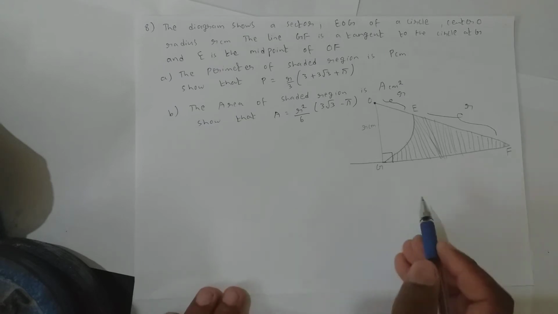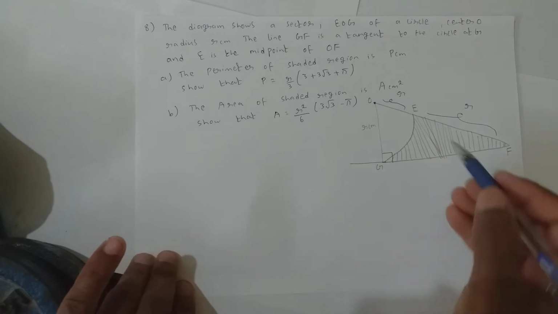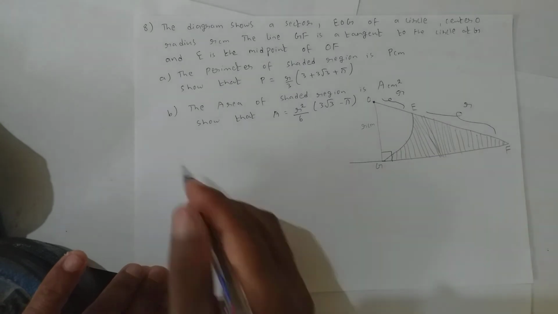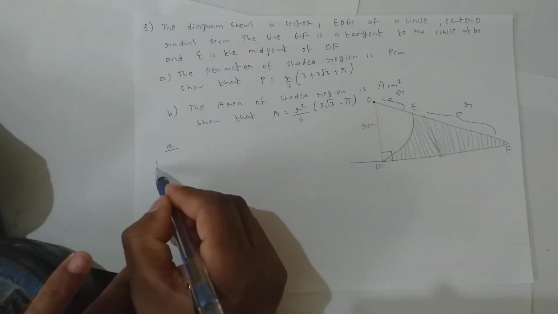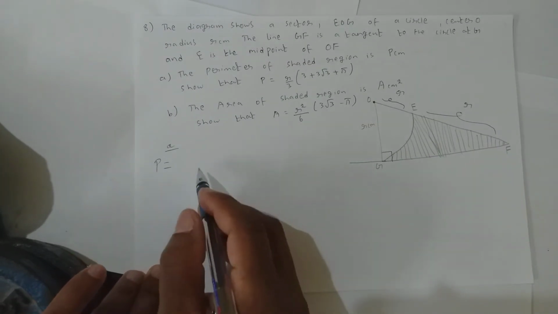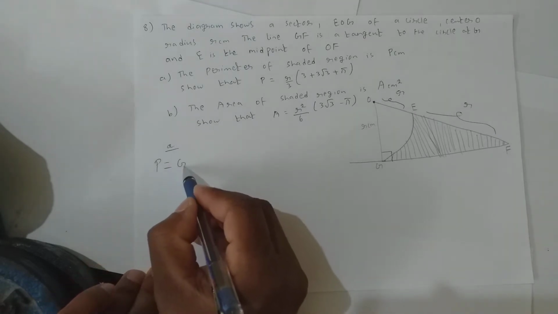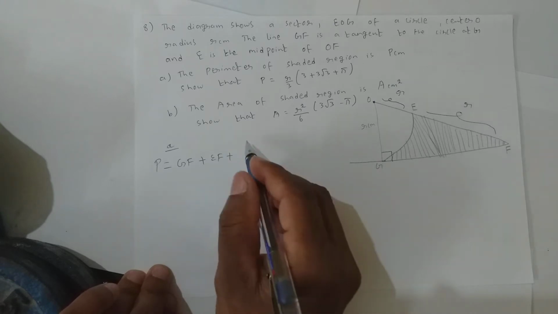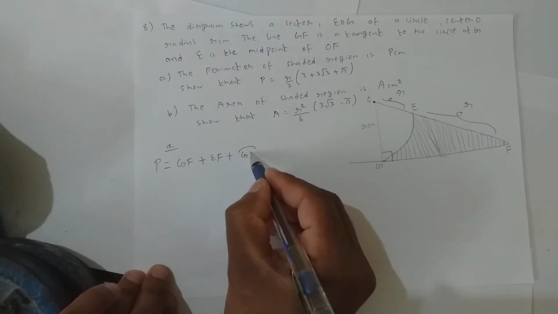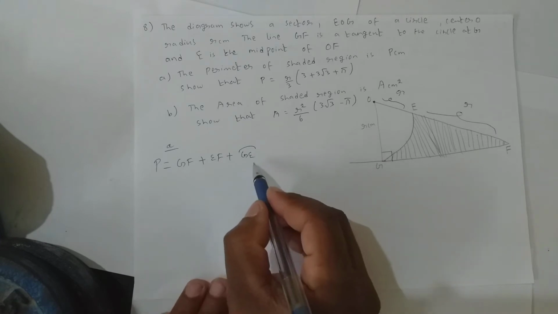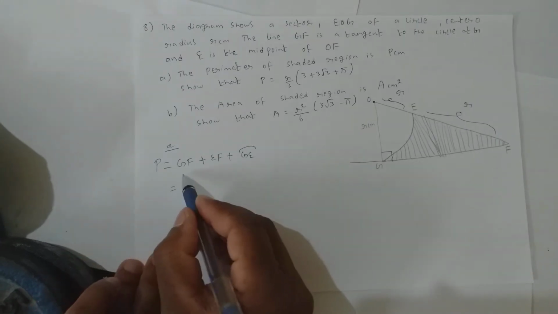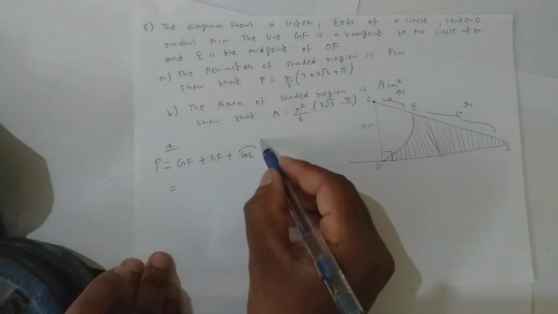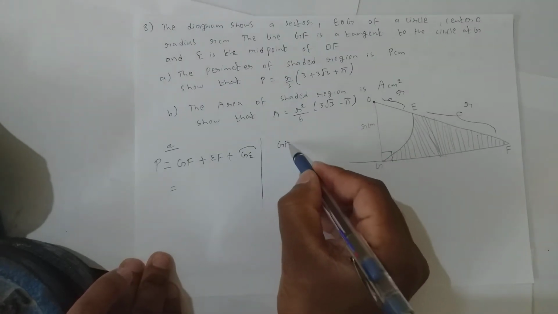Let us continue. The perimeter of the shaded region is P. Show that P equals this much. So if I want to find the perimeter of the shaded region, what do I need to add? I need to add GF plus EF plus arc length GE. Do I have GF? I don't have it, but I can find it out. How? For finding GF, what can I use?